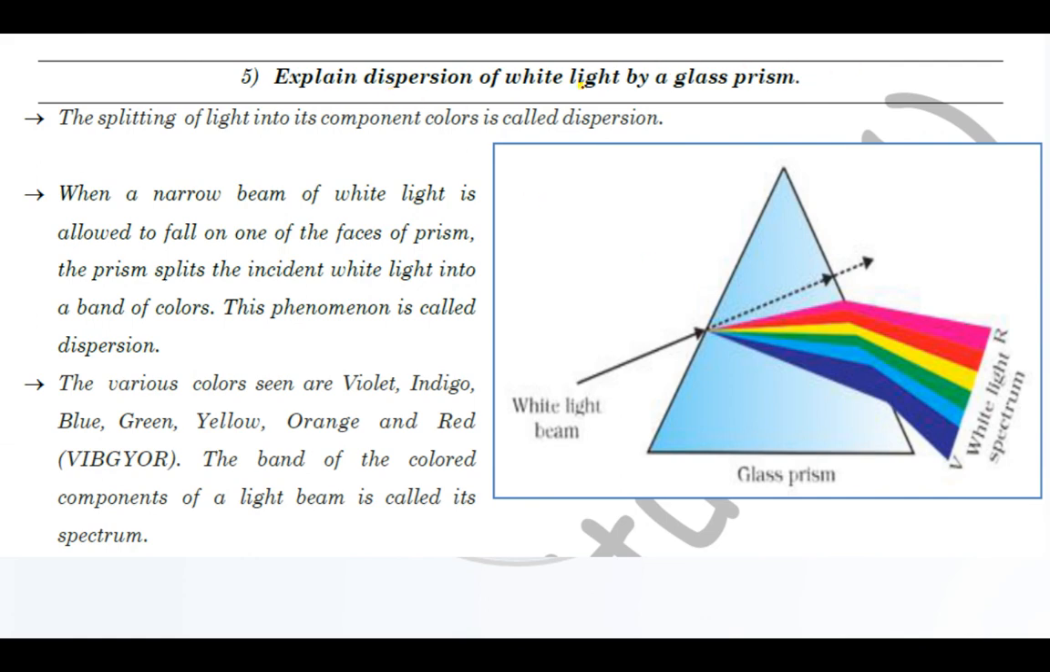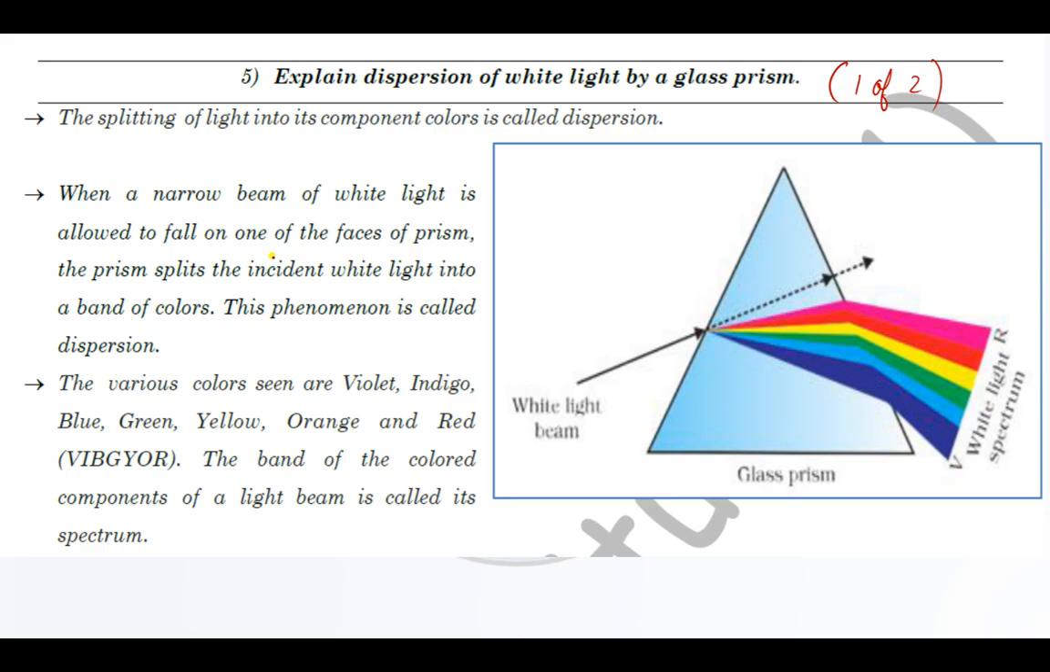This you have to write in CW: explain the dispersion of white light by a glass prism. It is in 2 pages. So this is part 1 of 2. Pause the video, write this much, draw this image as given in our textbook itself. This is from the textbook.